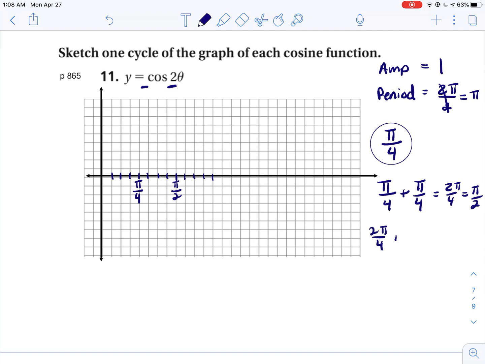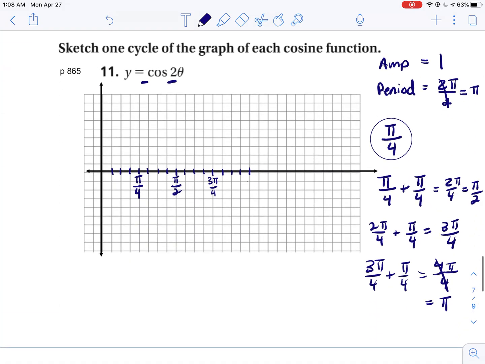Now in the next 4, 1, 2, 3, 4, I'm going to take that 2 pi over 4 and add another pi over 4 to it, right? Because that's my scale. So that will give me 3 pi over 4, and that does not reduce. And then we continue with our scale. 3 pi over 4 plus pi over 4 is equal to 4 pi over 4, bringing me right back to my period of pi. Okay? So that's how you label your axis. You're just dividing it into 4 and then just keep adding that value to get to the next.